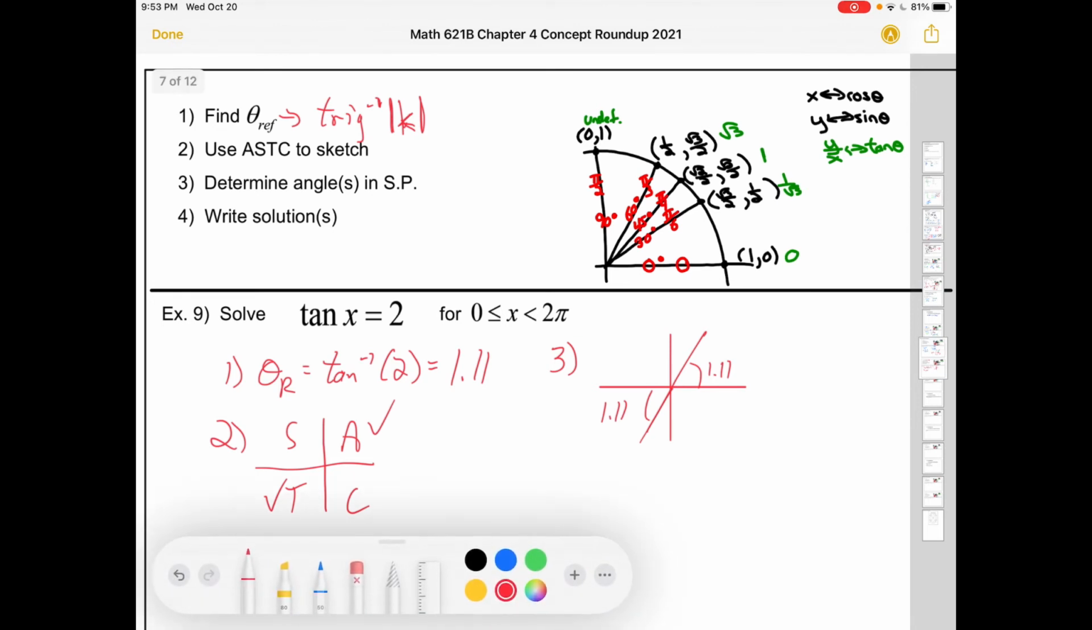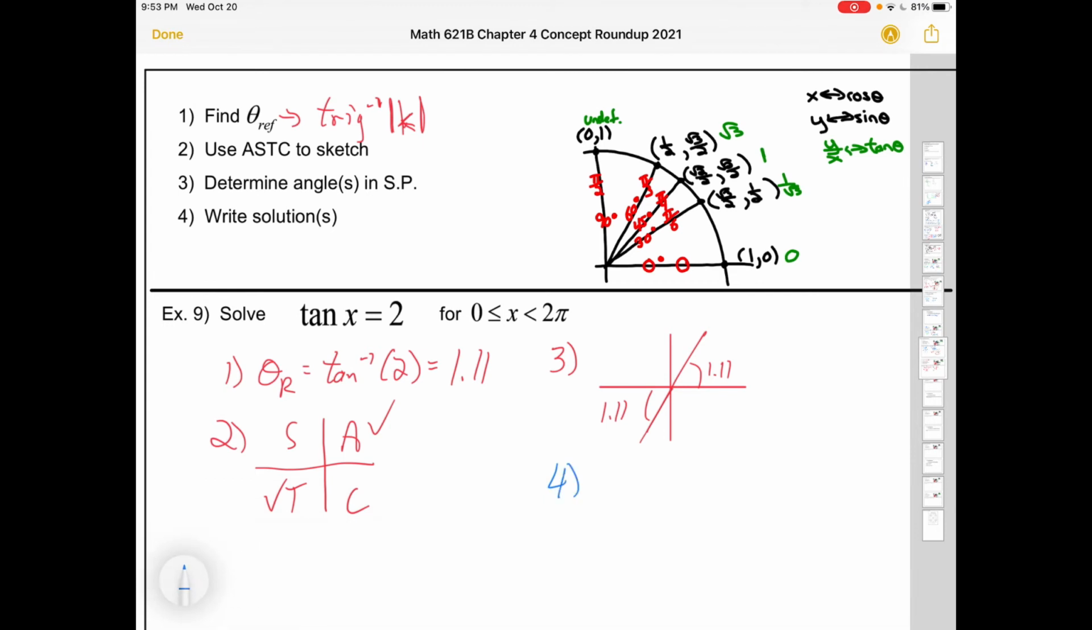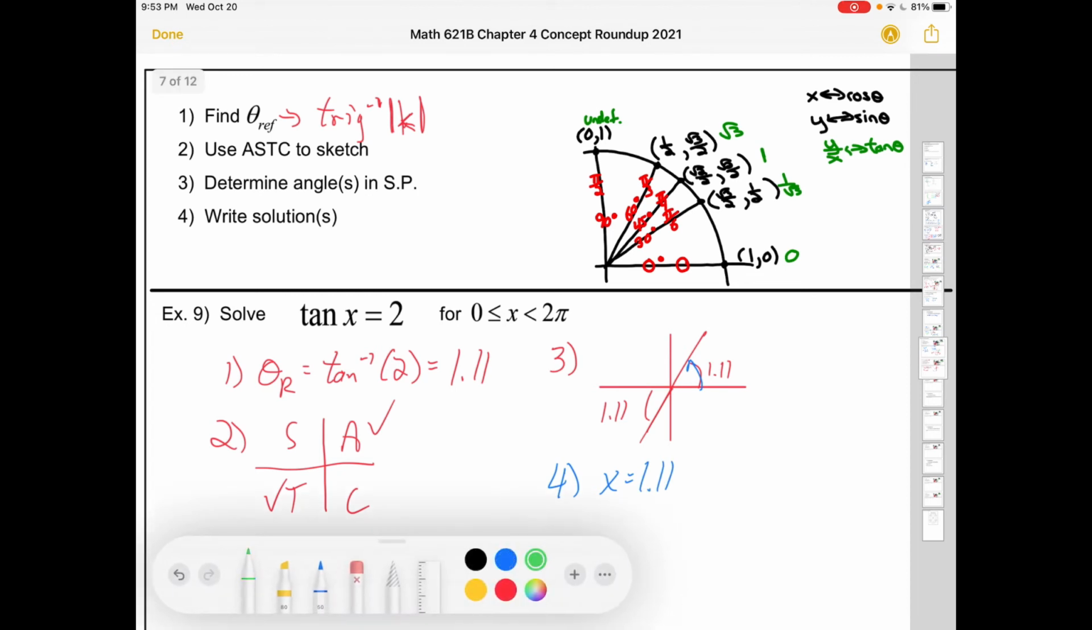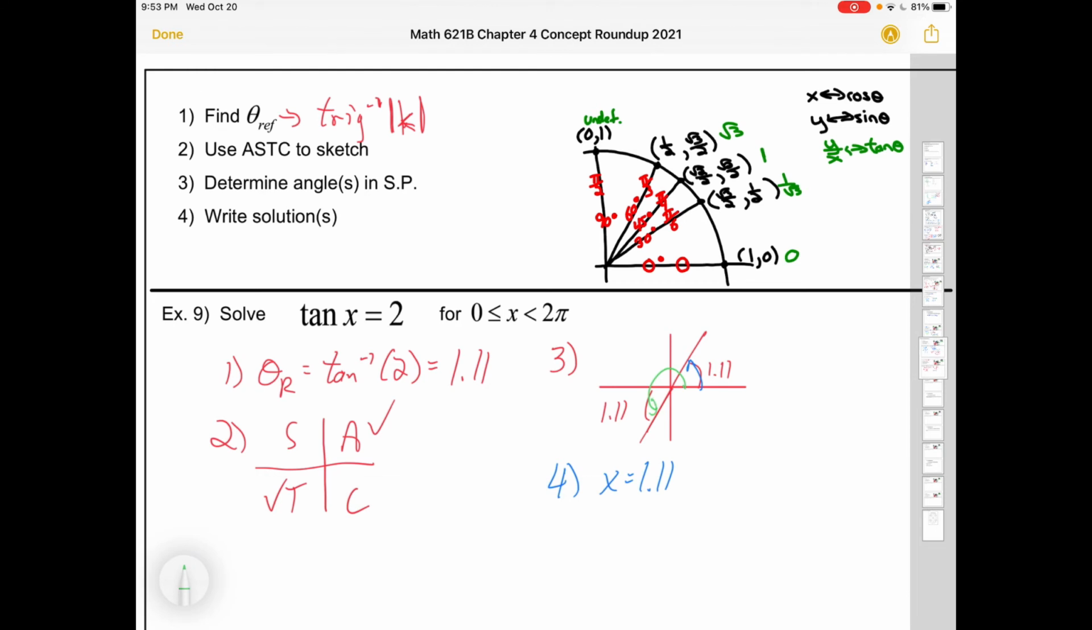And now we're going to write our solutions. The first one is pretty straightforward. It's going to be x is 1.11. And the other one is going to be 180 degrees, or pi, plus 1.11. So 3.14 plus 1.11 makes 4.25.